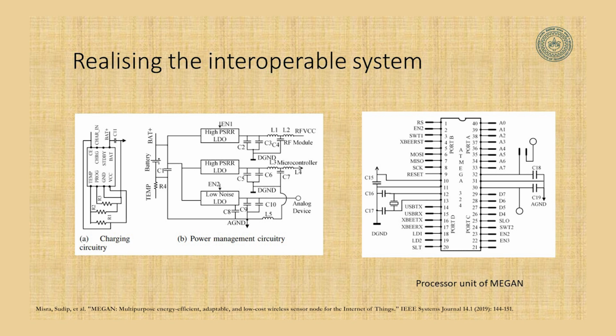This is a processor unit of Megan. It has, as you can see, 40 pins, of which 32 are GPIO pins, general purpose input output pins. This is the power management circuitry, and this is the charging circuitry.